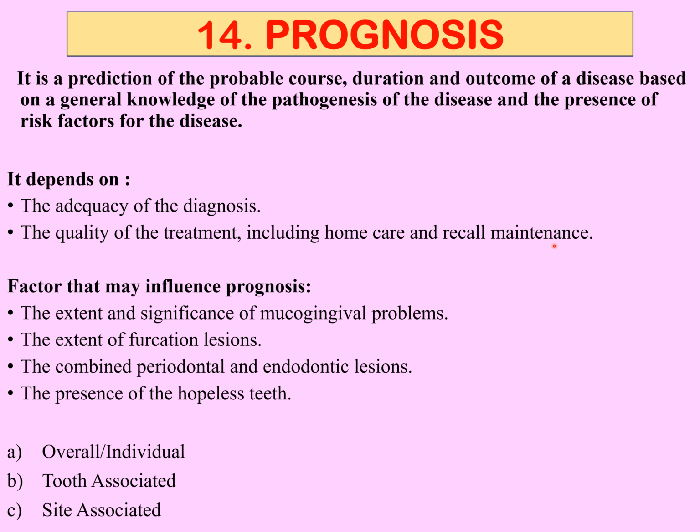Factors which are going to influence the prognosis are the extent and the significance of the mucogingival problems, extent of furcation lesion, the combined periodontal and endodontic lesion, and the presence of hopeless teeth. So we have overall or individual prognosis, tooth associated prognosis, and site associated prognosis.